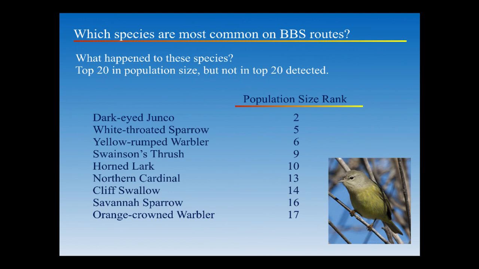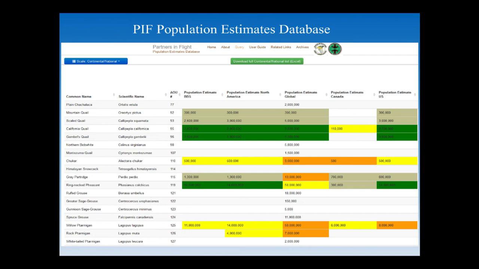Just a quick event, you can get all these data in the Partners in Flight Population Estimates database. And so here's the species. This was just updated a couple of years ago, and there's all kinds of other information in here you can sort by just clicking on the column heads, if you want to go in there and fish around and look at numbers of things.